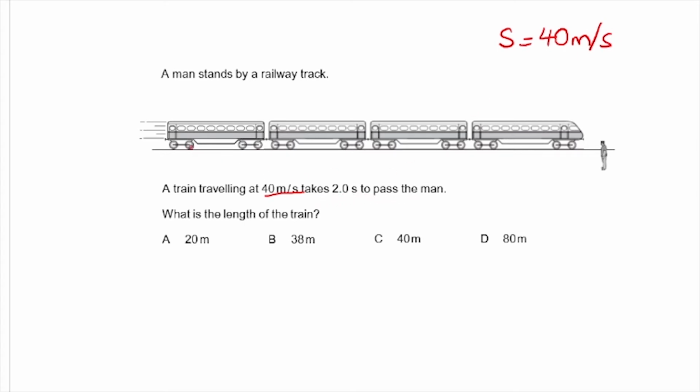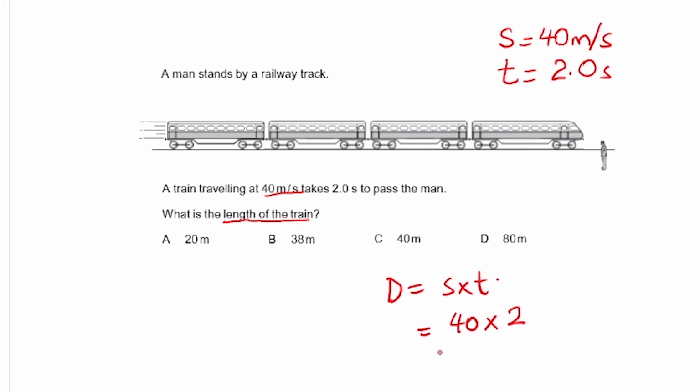So the entire length of the train is going to take 2 seconds. 2.0 seconds, that's the time taken. And so what is the length of the train? That is the distance it travels in those 2 seconds past this man. To calculate the distance, we know distance is speed times time. Speed is 40, multiplied by the time, which is 2. This is going to give us 80. So the answer is D.